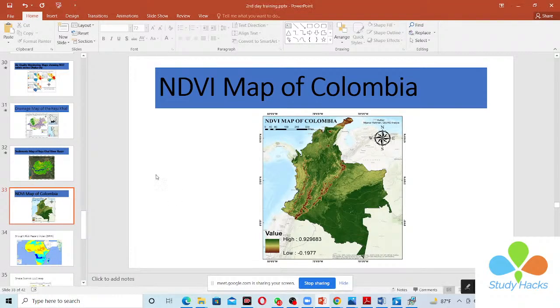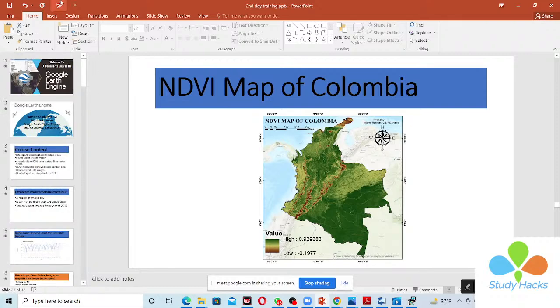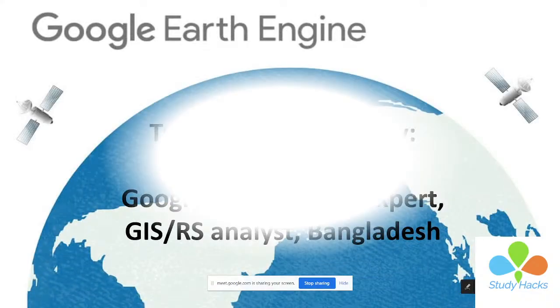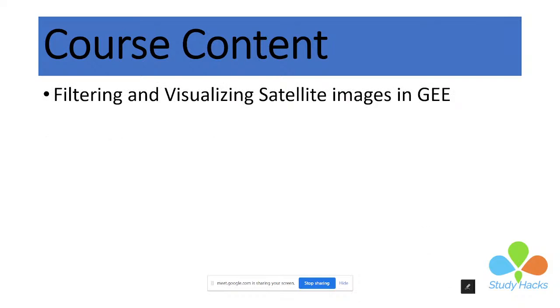So I simply open my slide. Hi and welcome to the second day's online training session on Google Earth Engine for remote sensing analysis for beginners. Today is our second day and I am the course coordinator. First of all I will discuss how you can easily filter and visualize the satellite images in the Google Earth Engine platform.